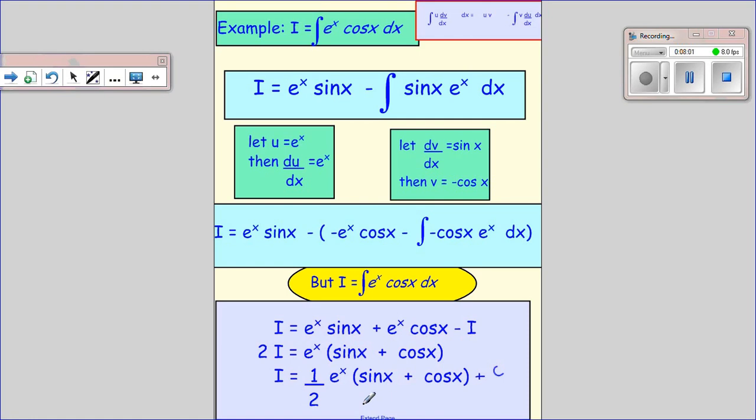So you just have to go steady. You have to really, really watch your signs. I'm always making a mistake with my signs, so just go very, very carefully. Write them all out. Don't think I can do it all in my head, because then you do go wrong with the signs. Okay, I really hope that's helpful.